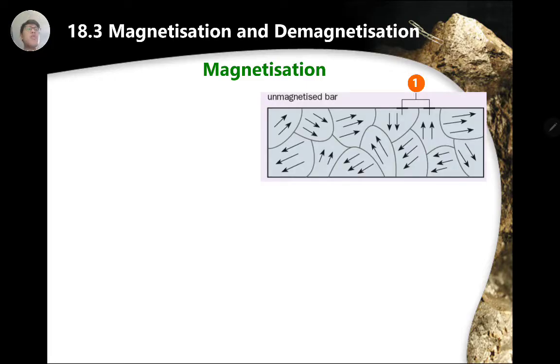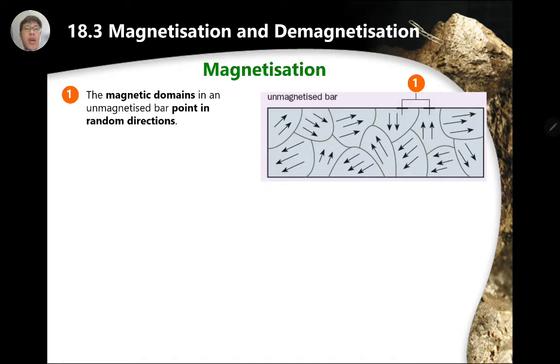So when magnetization happens, what actually happens? If you look at an unmagnetized bar, say this is a magnetic material but it is not a magnet, why is it not a magnet? Because all the magnetic domains in the unmagnetized bar point in random directions. Can you see? They're all pointing in random directions, and because of that, their effects cancel each other out, so it doesn't act like a magnet.